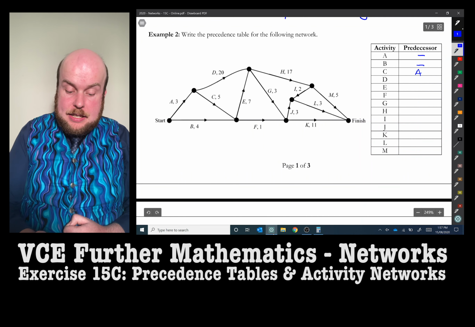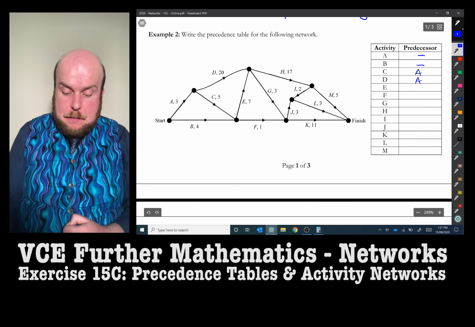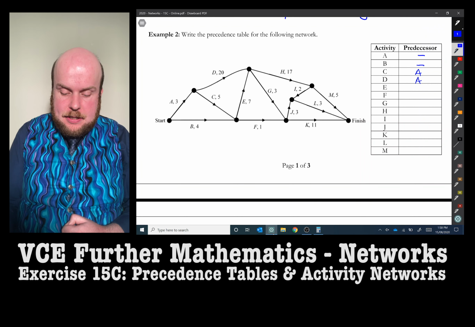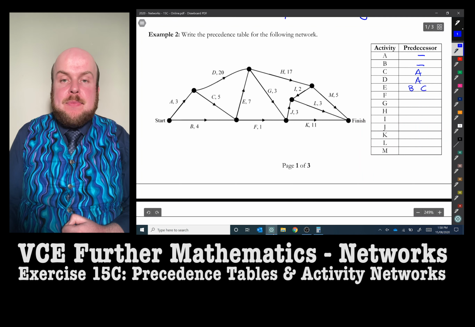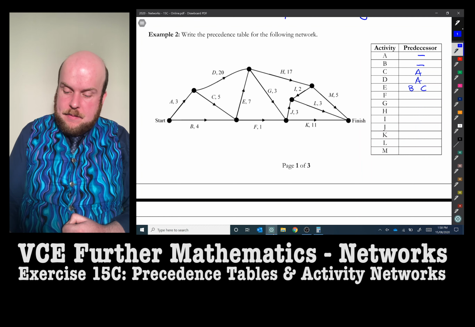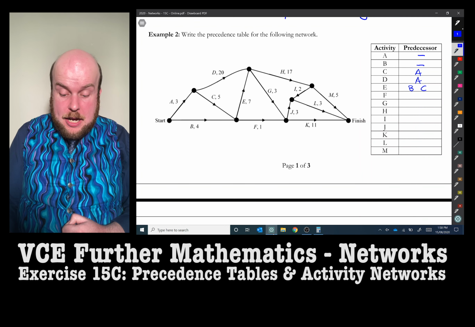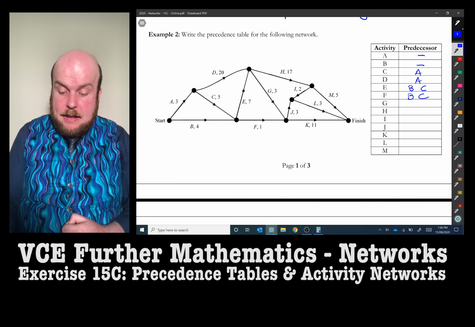For D, the only predecessor for D is A. For E, now E has two predecessors pointing into E. So in this case, it will be B and C. It doesn't matter if you haven't got them in alphabetical order, but it always looks nicer if you have. F, the immediate predecessors are the same as E, B, and C. For G, the immediate predecessors will be D and E. For H, the immediate predecessors are also D and E.